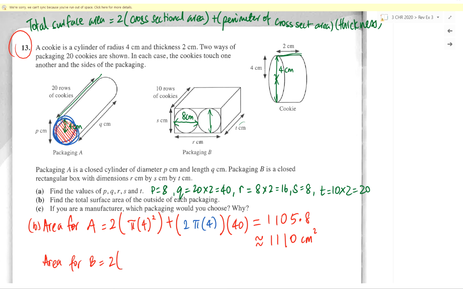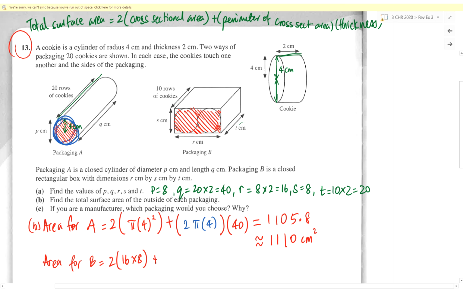Since it is a cuboid, we've got 3 possibilities, but typically we shade the one in front. Take note, this is not just for the circle, it is for the entire rectangle. So the area of a rectangle is given by length times breadth. So S times R. 16 times 8.